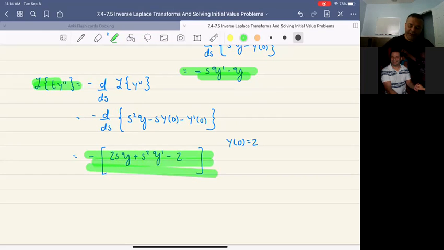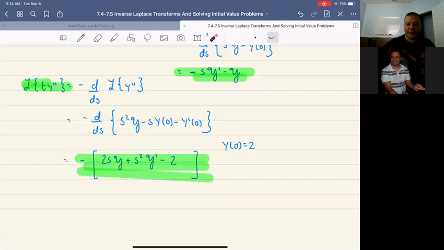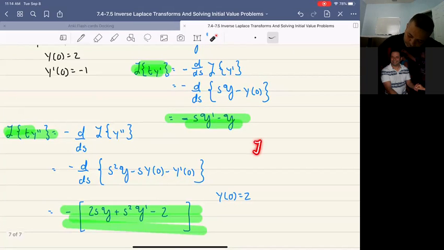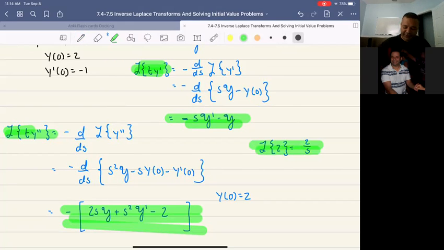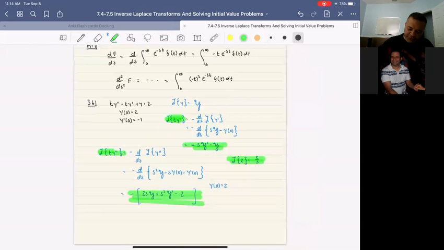Okay, finally we have the right-hand side is 2, so we're going to have to take the Laplace transform of that. That's just 2 over s. We're good with that. You guys are pros at that one. Okay, so let's take our differential equation. Let me actually just go to a new page.